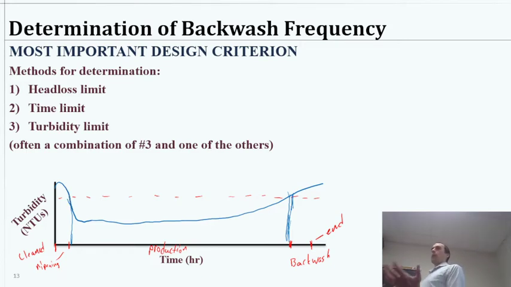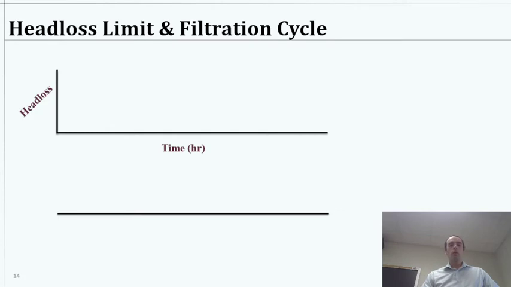But then quickly we are back under the limit because the filter is now ripened and ready to go. All right, does that make sense? Okay, so it'll be good to think about the filtration cycles in terms of this. We start with a clean filter, we ripen, we produce, then we stop and backwash again, right? And sometimes we might have a little bit of time added to that backwash step for air purge.